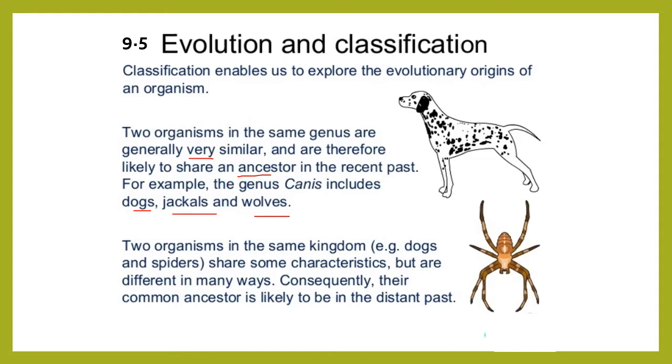In the same manner, two organisms in the same kingdom, for example dogs and spiders, they both belong to the same kingdom. They share some characteristics but are different in many ways. Consequently, their common ancestor is likely to be in the distant past. So whether the animals have the same ancestors or not depends on which group they are kept in.